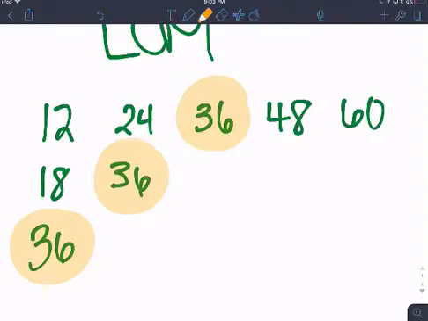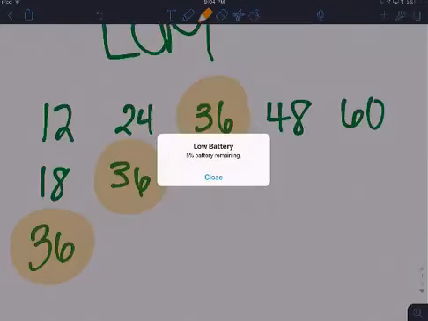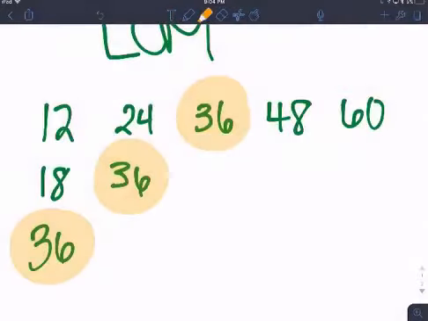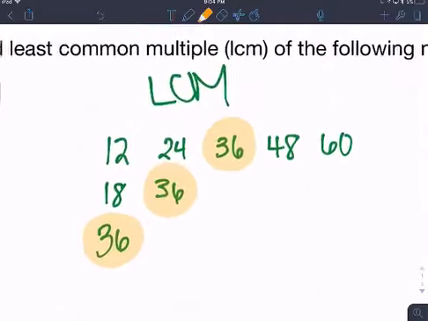So one thing to keep in mind is my least common multiple, it can't be bigger than my biggest number. Let me restate that because I'm not sure if I said that right. It can't be smaller than the biggest number. So my biggest number out of 12, 18, and 36 is 36. The least common multiple can't be smaller than 36. And it's exactly 36, so that works.